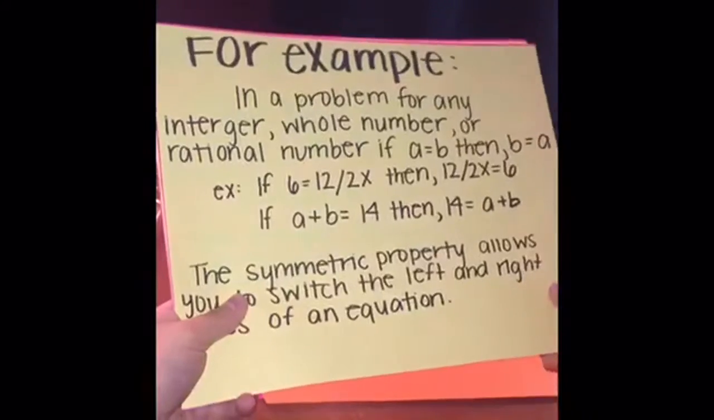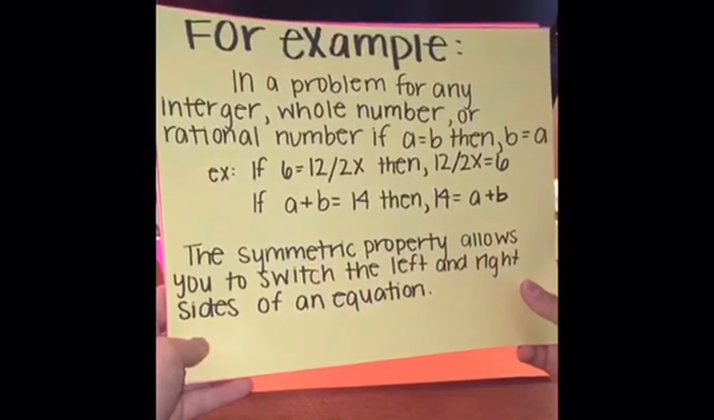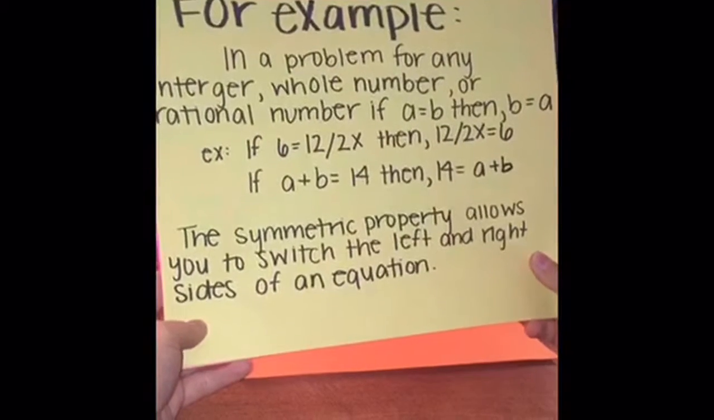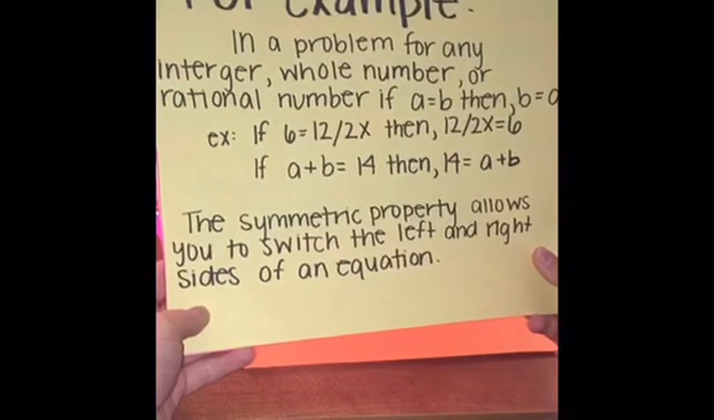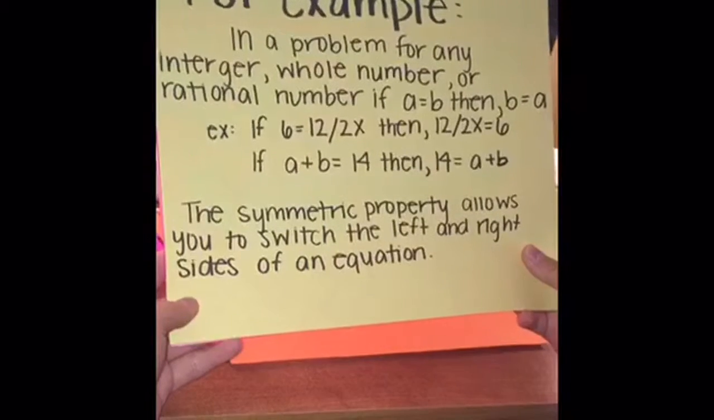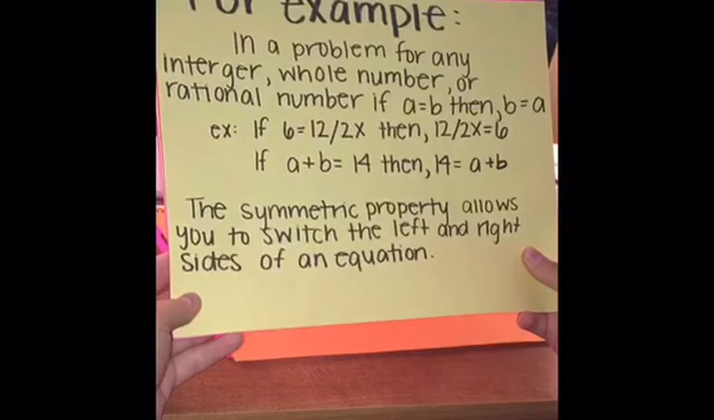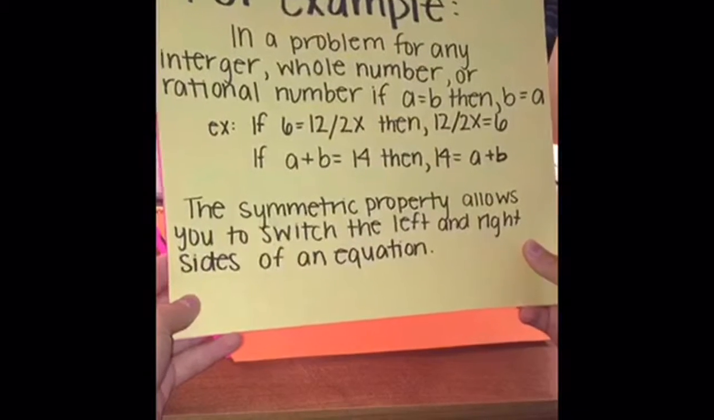For example, in a problem for any integer, whole number, or rational number, if a equals b, then b equals a. If 6 equals 12 over 2x, then 12 over 2x will equal 6. Another one would be, if a plus b equals 14, then 14 equals a plus b. The symmetric property allows you to switch the left and right sides of an equation with it still equaling the same.